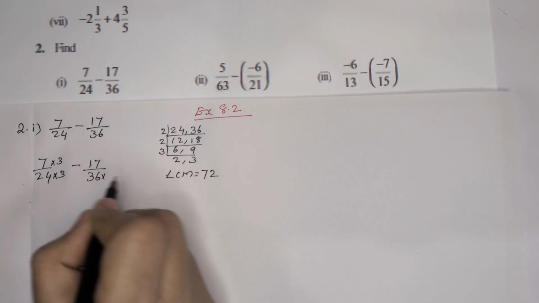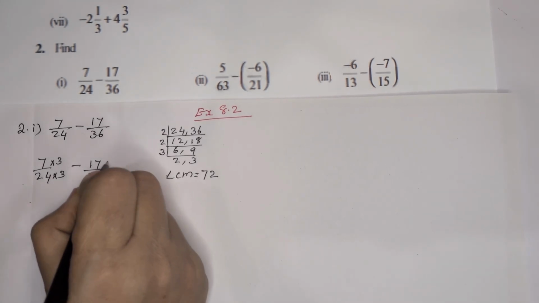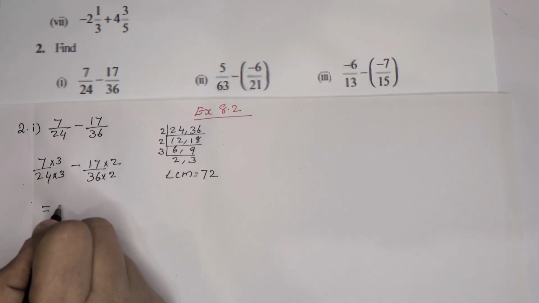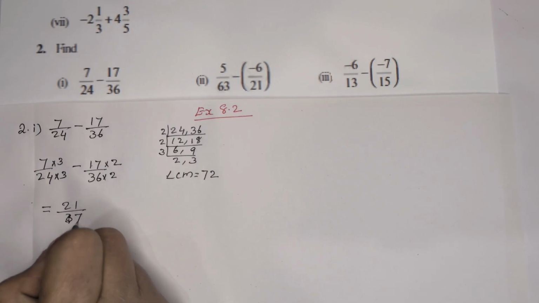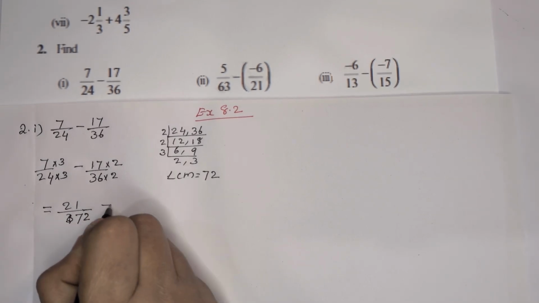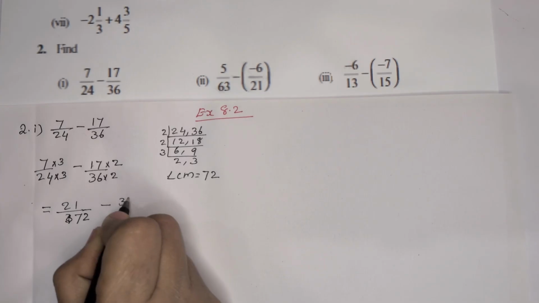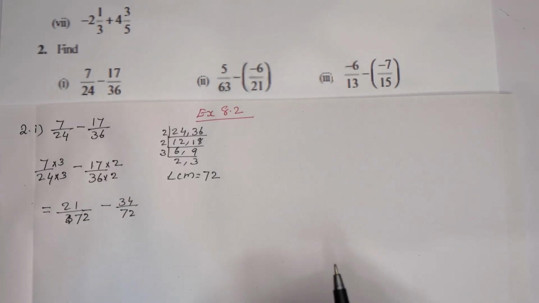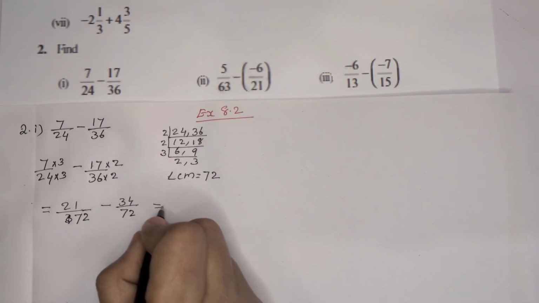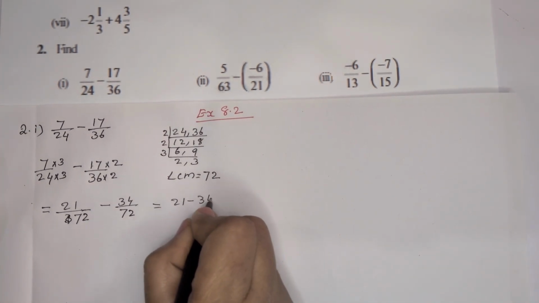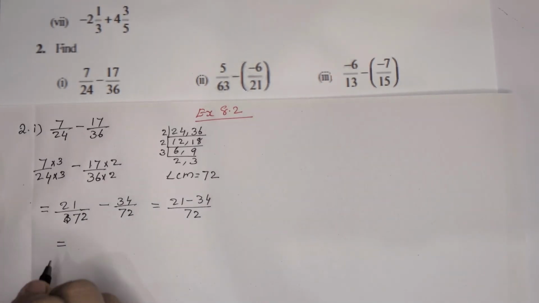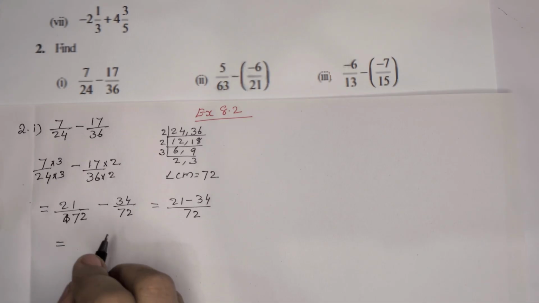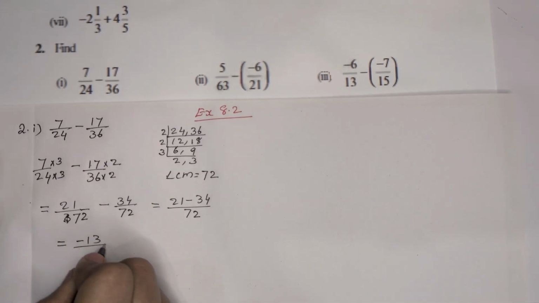That we have to convert 36 to 72. Multiply by 2. So here we are getting 21 by 72 minus 34 by 72. So which one we know? We got same denominator 72. So we can write 21 minus 34 by 72. And that is equal to 21 minus 34, minus 13 by 72.